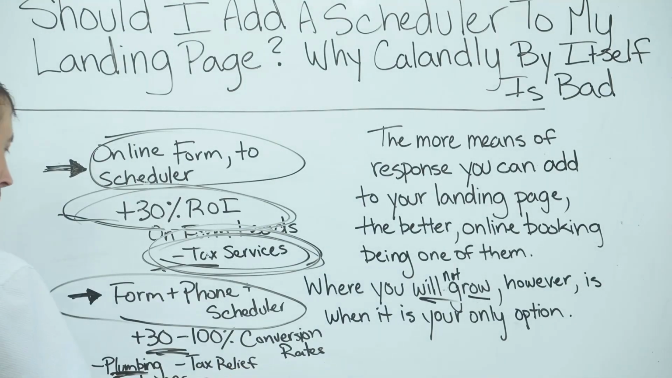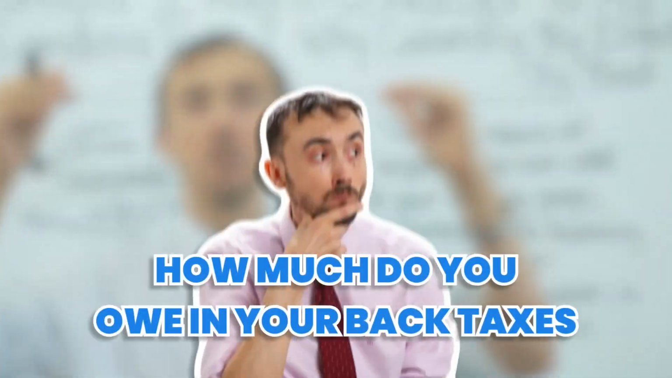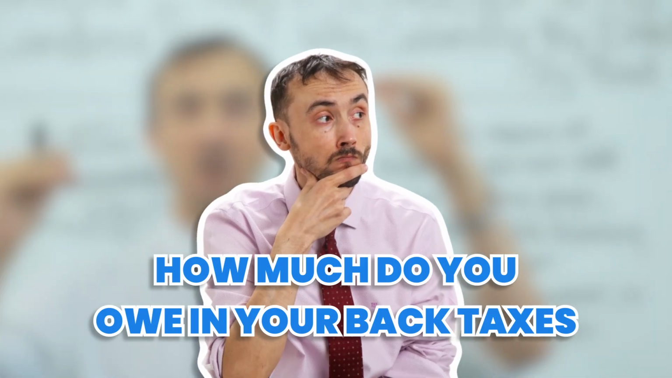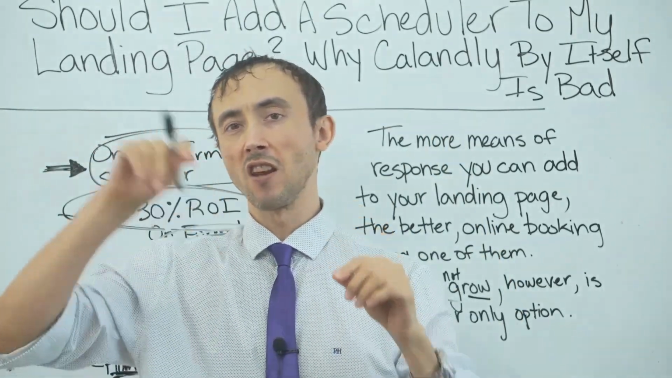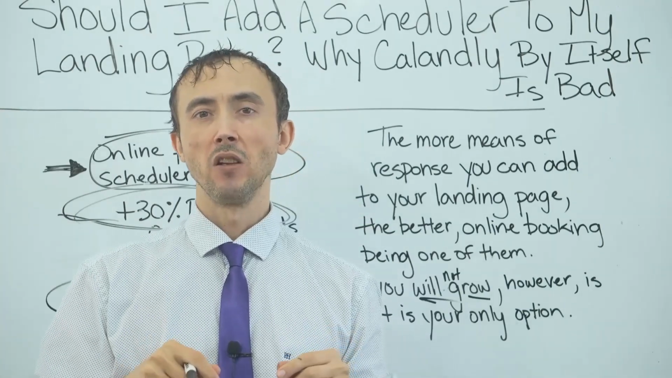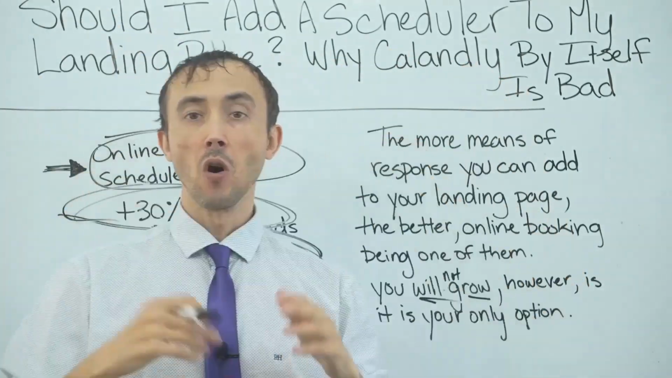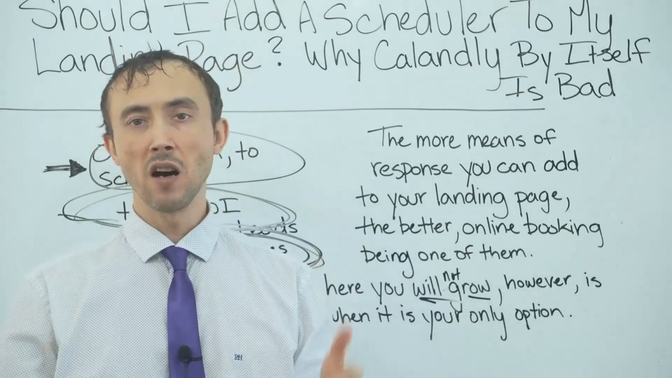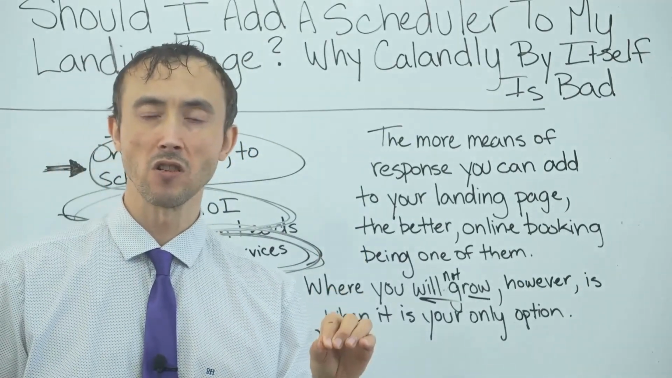So we did it in the mortgage space. Tax relief, same kind of deal. Instead of having a form or a phone call, ask how much do you owe on your back taxes? And have what they call a multi-step form where they answer that question, and then another question pops up, and so forth. Have a tax problem? See if we can help. Go in that general direction with it, and you get much higher conversion rates. We're talking closer to a 100% increase in conversion rates that way.